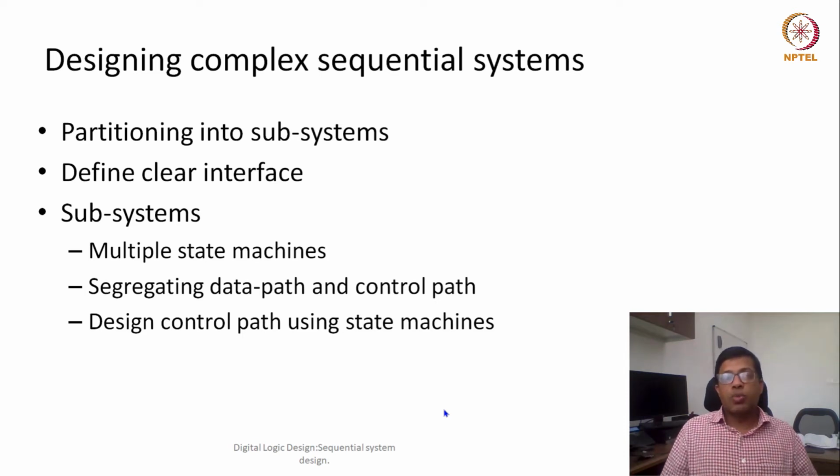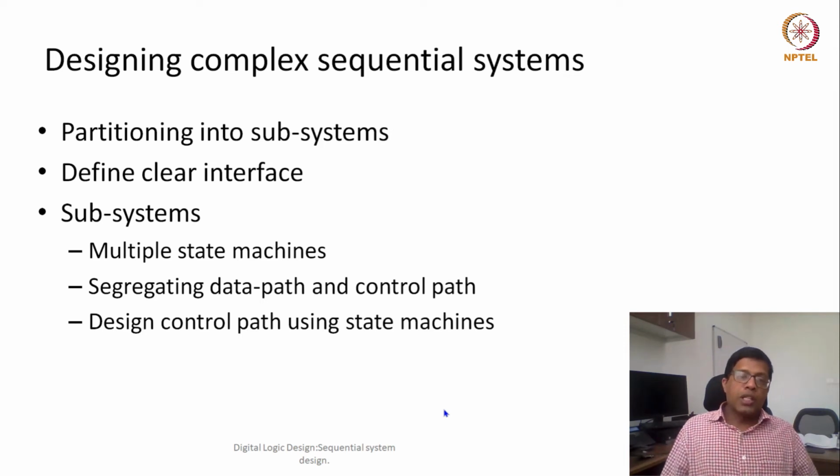So the first exercise should be to clearly define what the subsystems would be, what the functionality of each subsystem would be, what would be expected from the outside world of this subsystem, and what this subsystem is going to deliver to the outside. Today we'll try to understand this concept of subsystem with the example of a multiple state machine problem. Let's say a particular system can be divided into multiple state machines, and how those state machines could be segregated and how they could interact with each other.